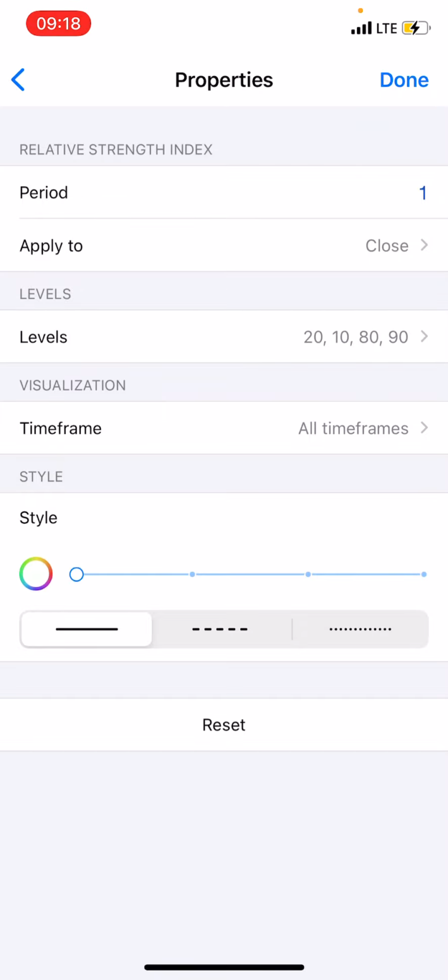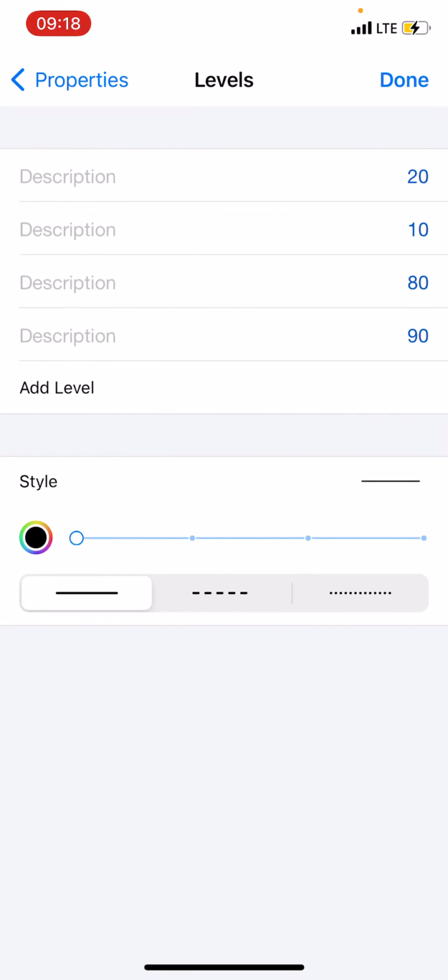So let's get to the main points of today. For the relative strength index, the settings are: the period is 1, you apply to close, and the levels are 20, 10, 80, and 90, and I use black.